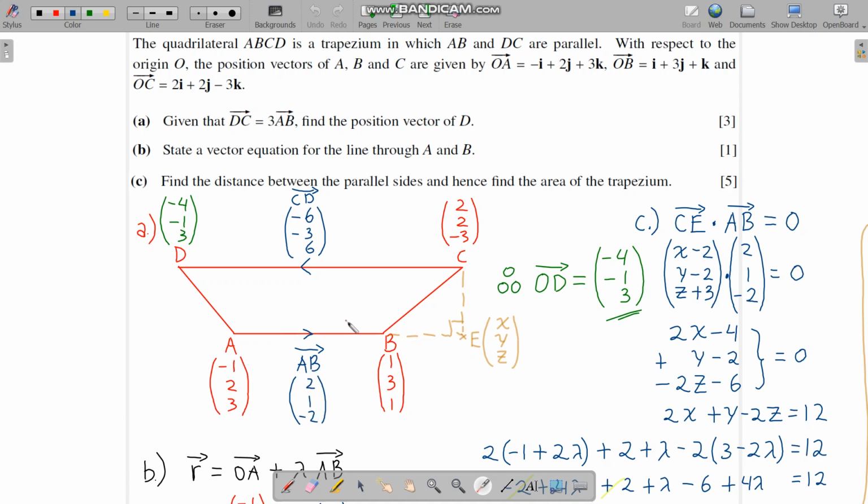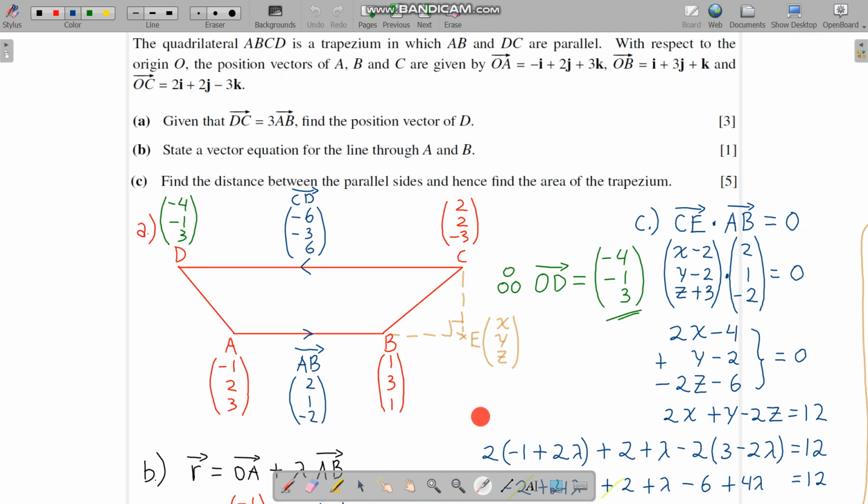And because DC equals 3AB, of course the vector CD or DC is 3 times this. CD is minus 3 times this, so minus 6, minus 3, plus 6. This is the vector CD from C to D. So the rule from C to D is minus 6, minus 3, minus 6, plus 6. So 2 minus 6 we get minus 4, 2 minus 3 we get minus 1, minus 3 plus 6 we get 3. So that's how we can find the coordinates of D.